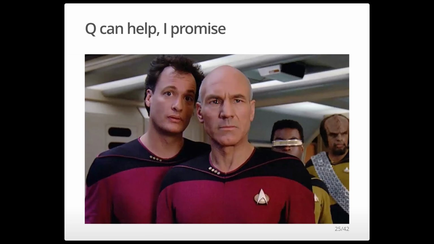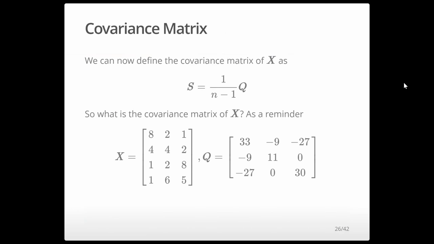And Q is a helpful matrix to have. It may not quite be clear yet if you haven't done all this yet, but it's a useful step in obtaining a covariance matrix. So now that we have the sums of squares and cross products matrix, we can define the covariance matrix as 1 over n minus 1 times Q. So essentially, we're just dividing every element of Q by n minus 1. And that should be familiar. This is essentially how we get an unbiased estimate of variances and covariances for a sample drawn from a population.